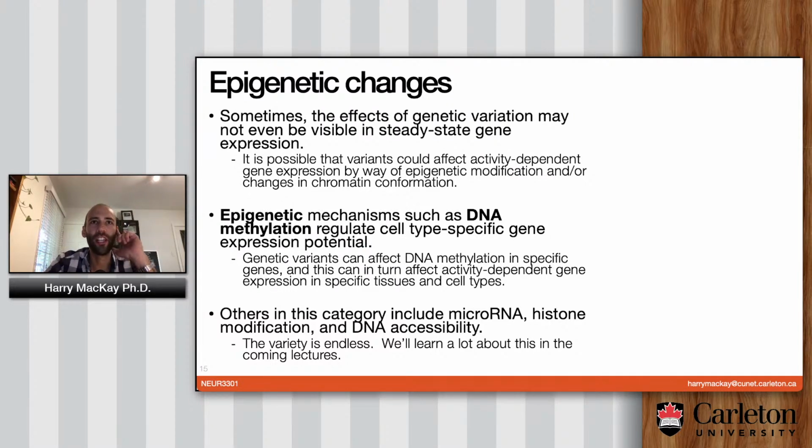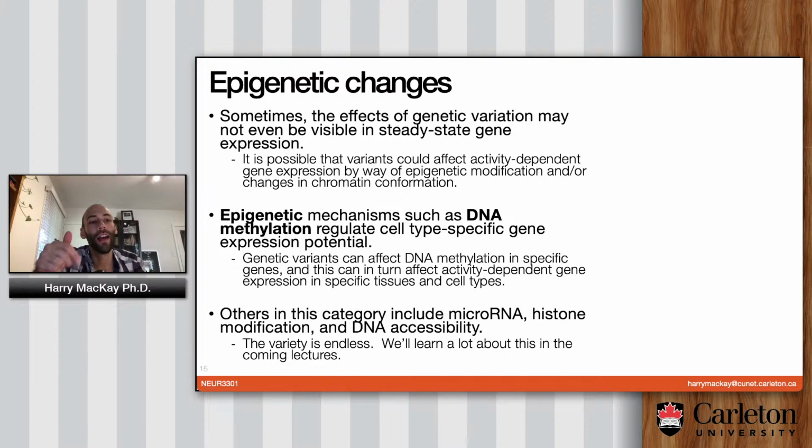You can also have epigenetic changes. So sometimes you may not even notice the effect of a variant on steady state gene expression. You might notice it on gene regulation, perhaps activity dependent regulation. Maybe you've got a variant that doesn't change the amount of a gene that's expressed at baseline, but it does change how much that gene is upregulated, say by stress. Then you have something that you wouldn't even see if you did the GTEx method. You'd have to do a very specific experiment to see what's happening there.